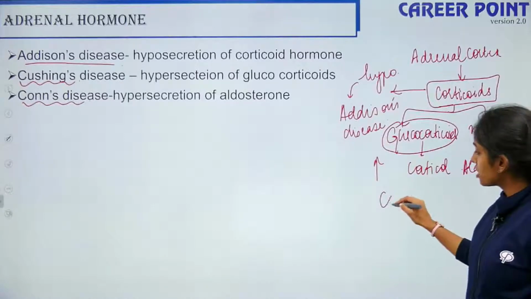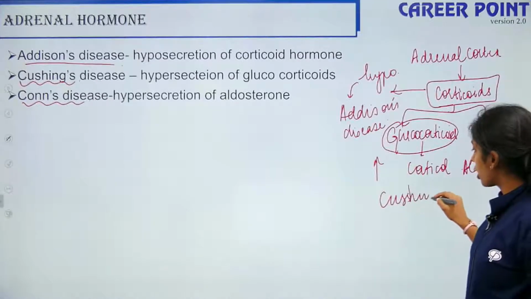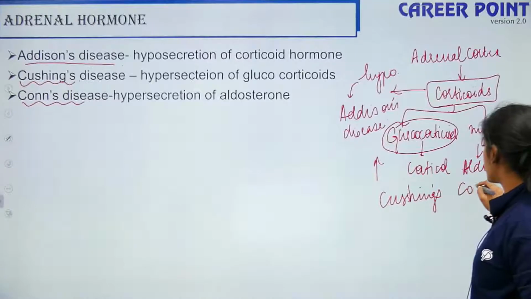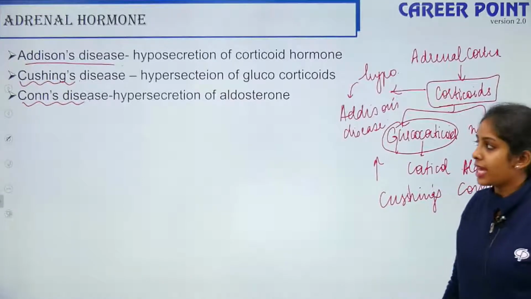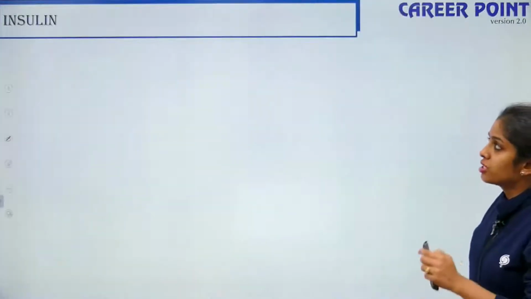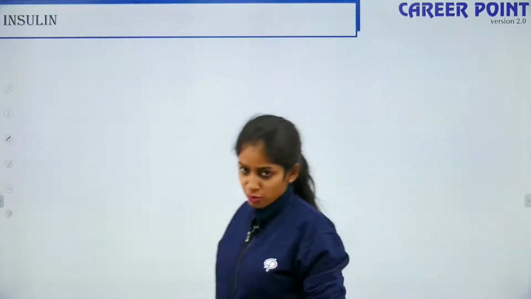Both start with C, so you might get confused. Cushing's disease and Conn's disease, please remember the same and make a note of it. So this is about adrenal hormones.